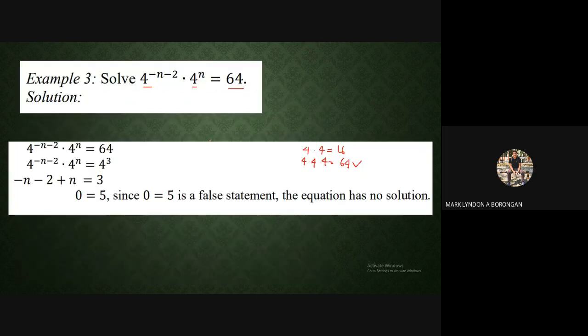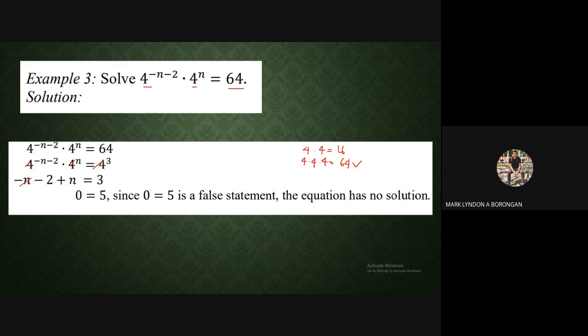So you have there 4 to the power of negative n minus 2 times 4 to the power of n is equal to 64. Okay? So we can rewrite 64 here as 4 to the power of 3. After this, we can eliminate the bases, right? We eliminate them. So we are now left with negative n minus 2 plus n is equal to 3.